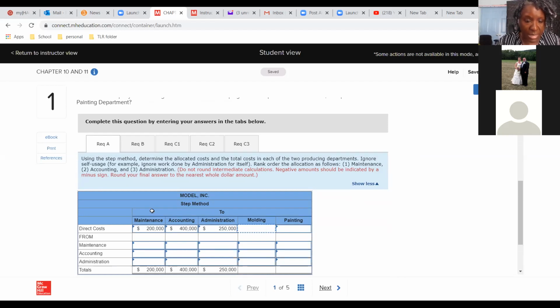Now we're going to allocate. Let's do the maintenance. Let's do the allocation of the $200,000. Does that make sense to you guys? We'll deal with accounting and administration in a minute. So how much are we going to allocate?